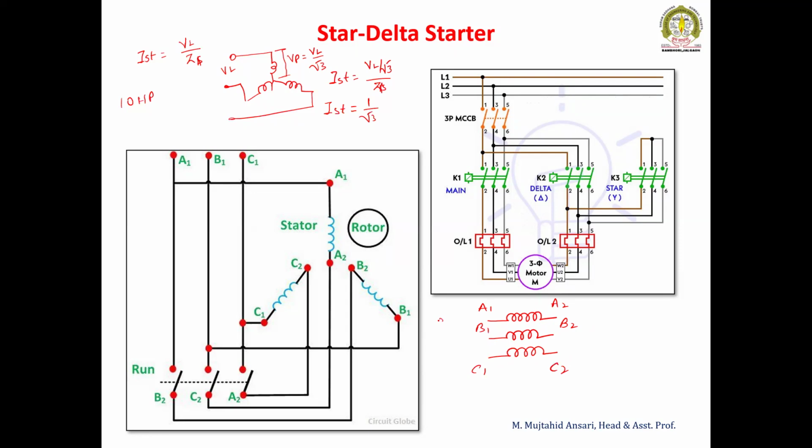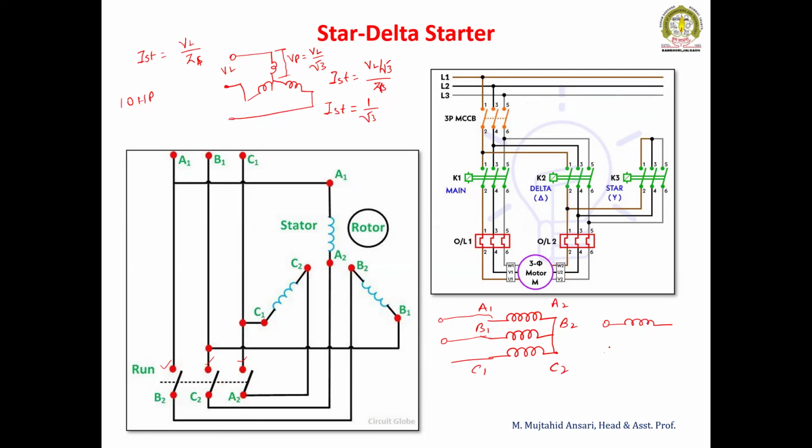So if we are supplying the power to A1, B1, and C1, and these three terminals are connected to each other, now it becomes a star winding. Here B2, C2 and A2 are connected in star, meaning all these are short circuited in the first position. So the motor gets started in star. Once the motor picks up the speed, it is quickly changed to this terminal 1, 2, 3. So what happened? The motor is connected.